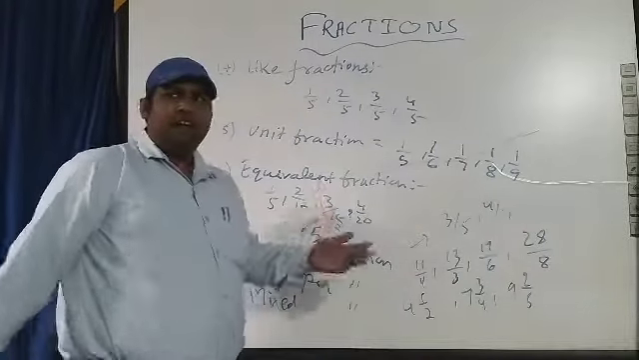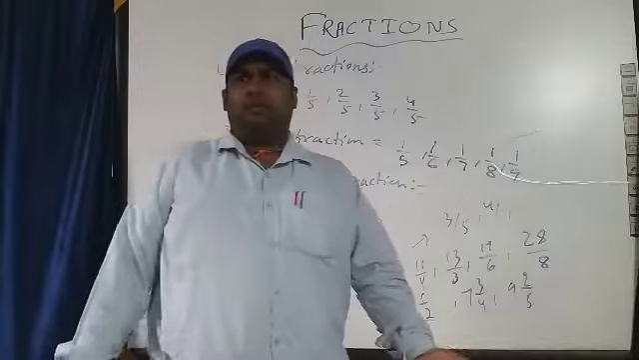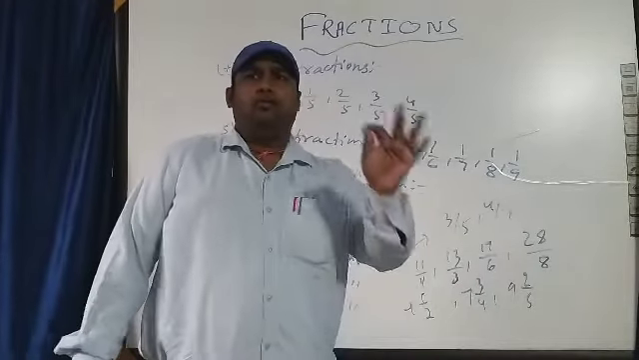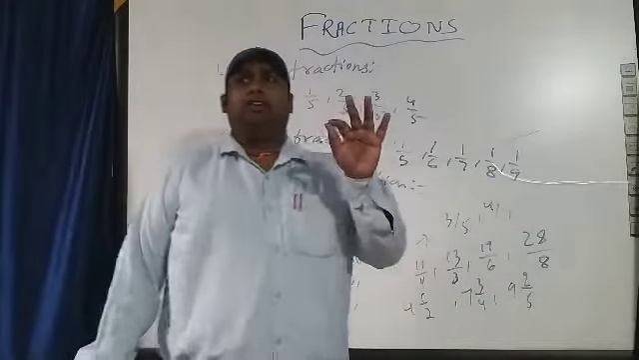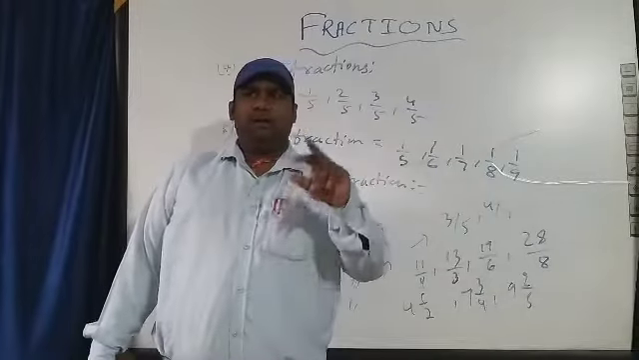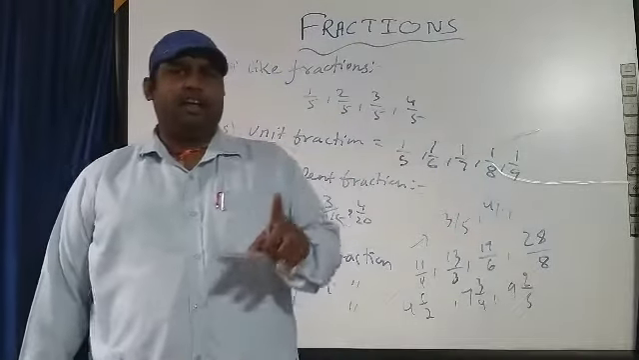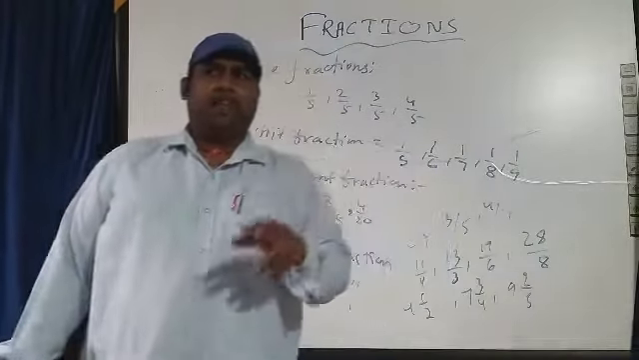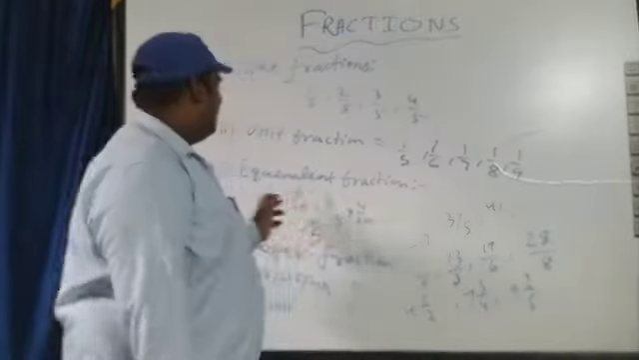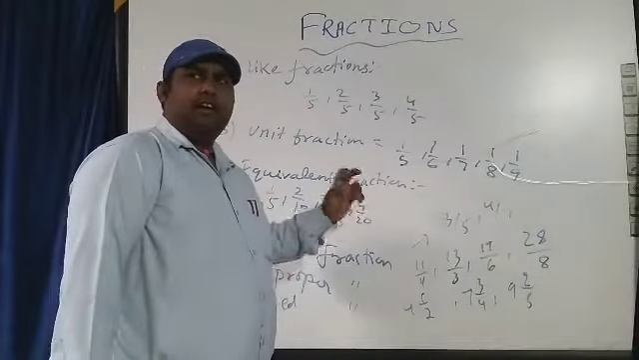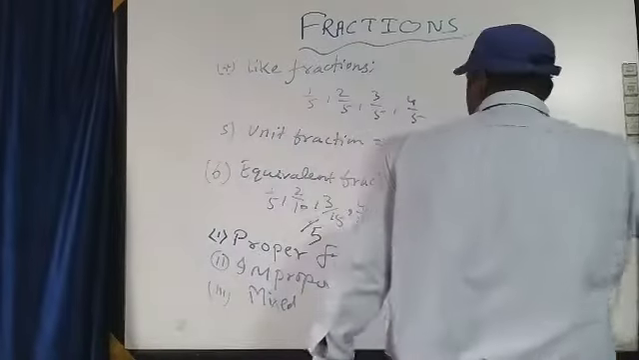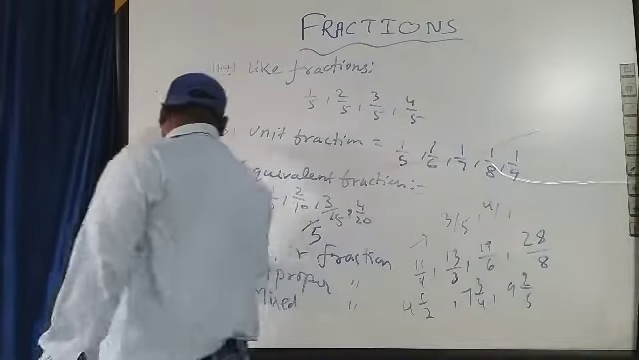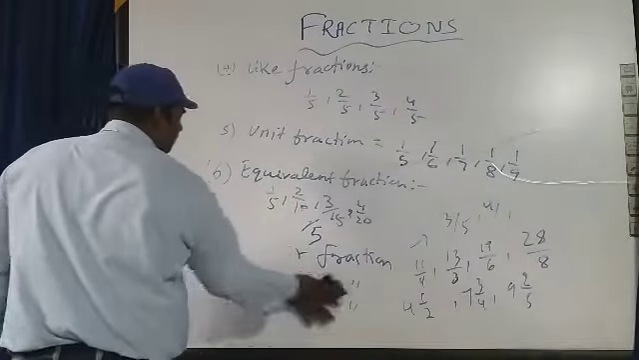Suppose we have to write 3 equivalents of 3 by 4. Then we multiply both by 1 by 1 and get 3 by 4, by 2 by 2 and get 6 by 8, by 3 by 3 and get 9 by 12. Like this, we get equivalent fractions. Now we have learned all the 6 topics.